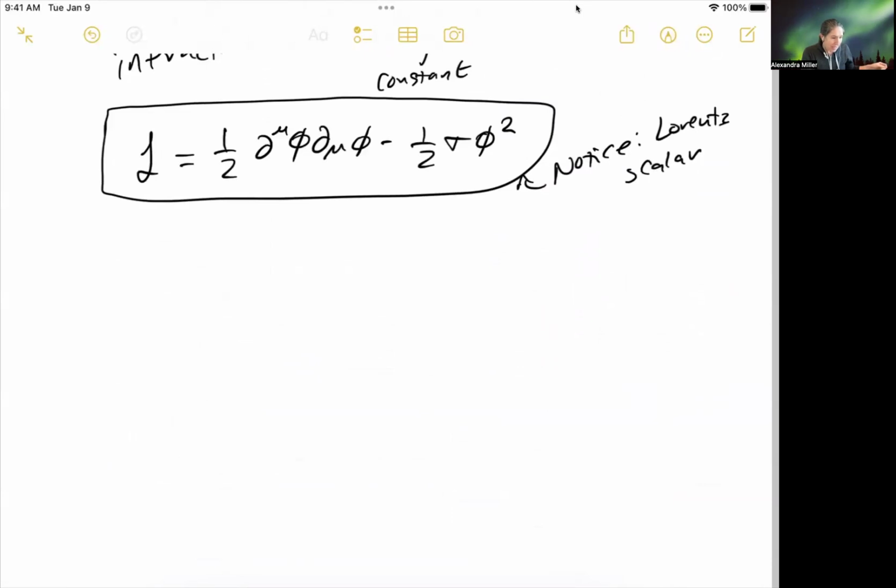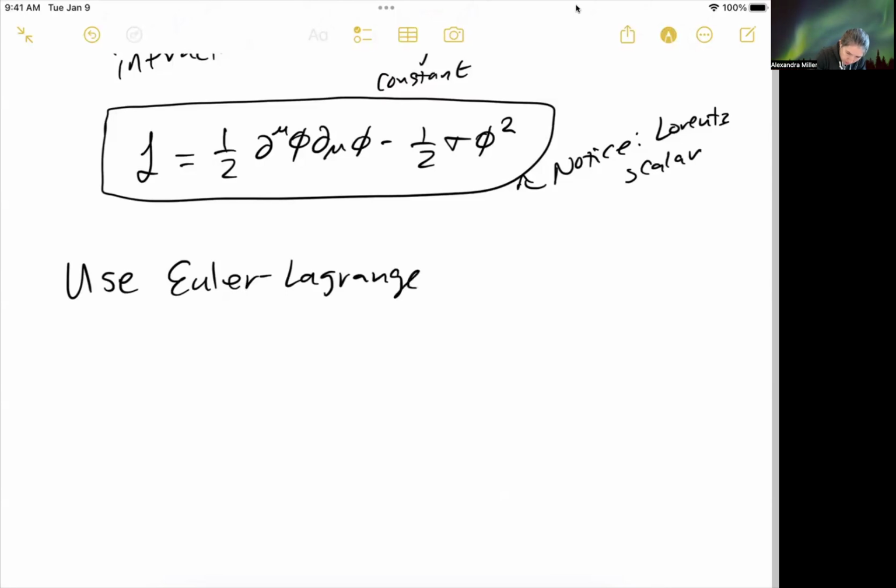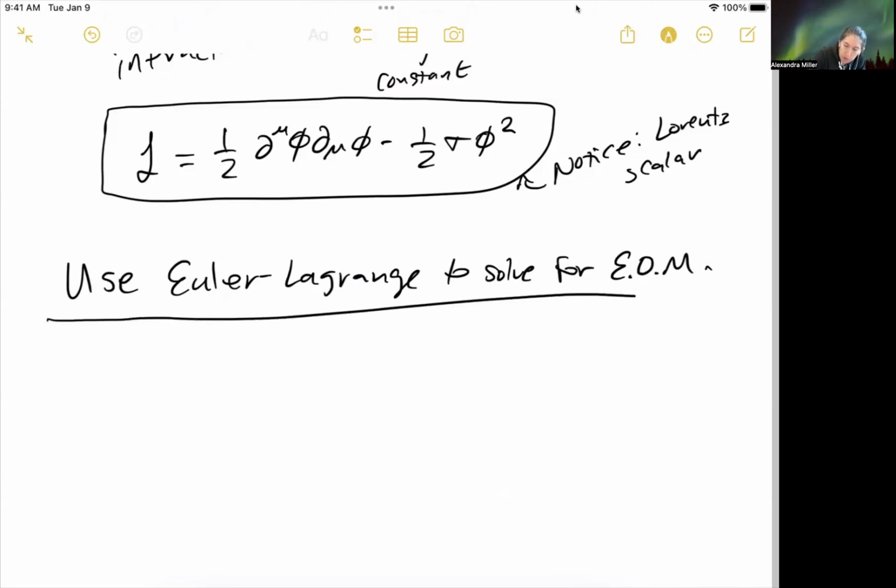Okay, so let's actually use the Euler-Lagrange equations to solve for the equations of motion for this particular example, right? This is the simplest example we can have of a theory with one scalar field. So we're going to use Euler-Lagrange to solve for the equations of motion of our system. That's always what we want to do in physics: we want to find the equations of motion and then we solve them given certain initial conditions, for instance.